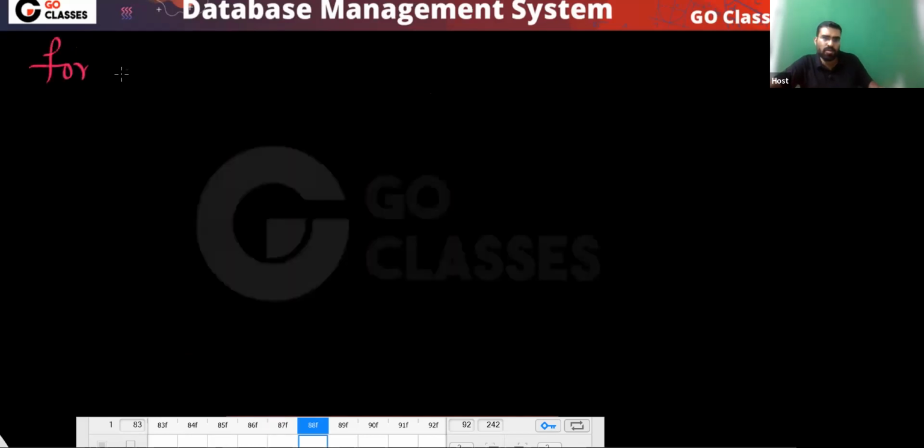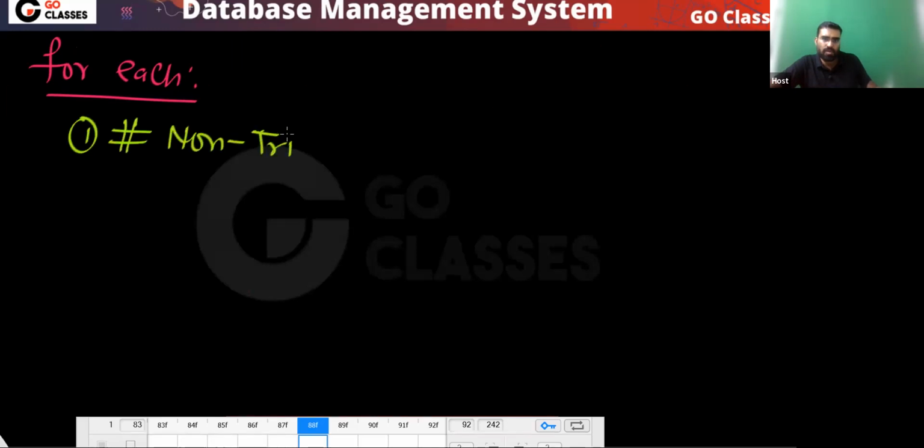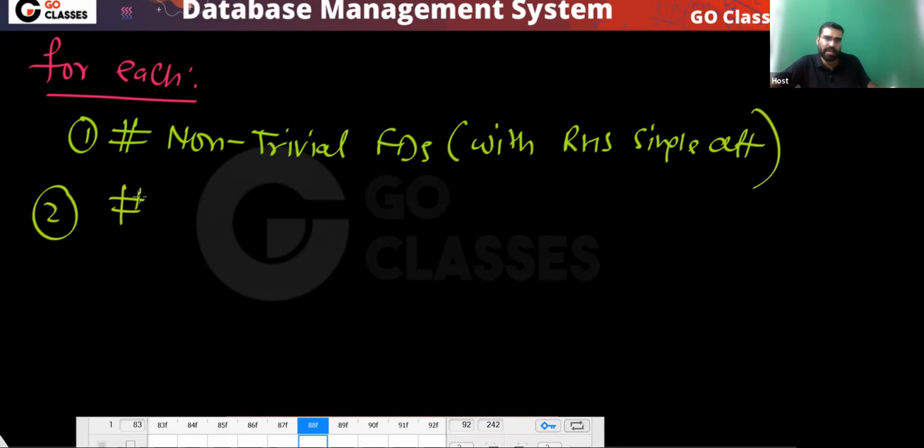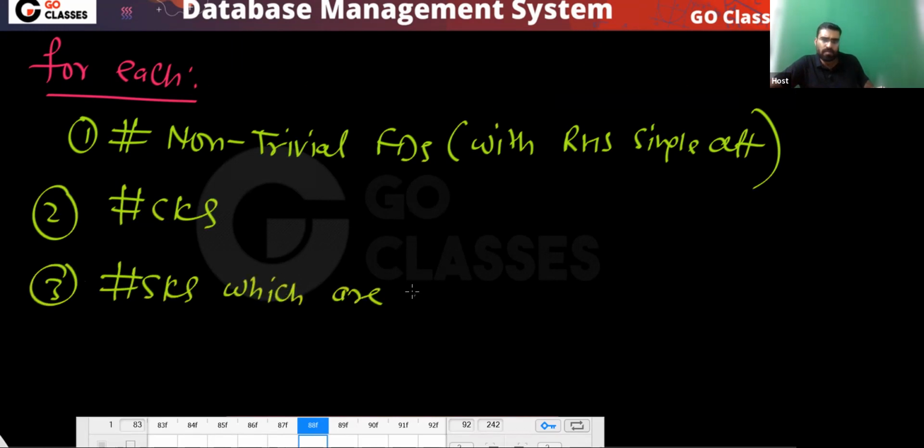For each, you have to find the number of non-trivial FDs with RHS single attribute. The second, you have to find the number of candidate keys. The third, you have to find the number of super keys which are not candidate keys. Okay, so these three questions you can take as homework for each.